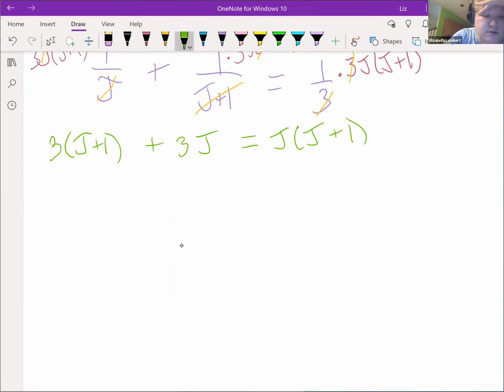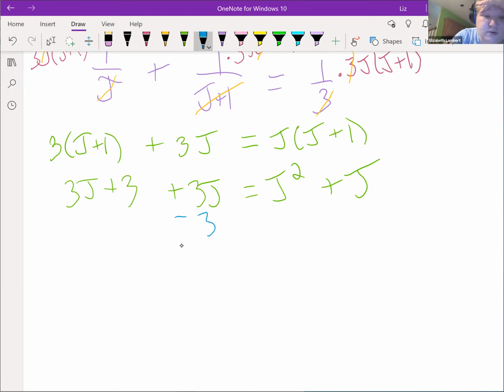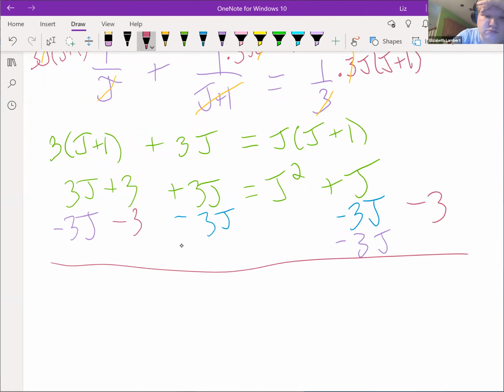All right, so 3j plus 3 plus 3j's equals j squared plus j. So we're going to move stuff to the right. So minus 3j, minus 3j, and minus 3. So 0 equals j squared, and then 1 minus 6 is -5j, minus 3.